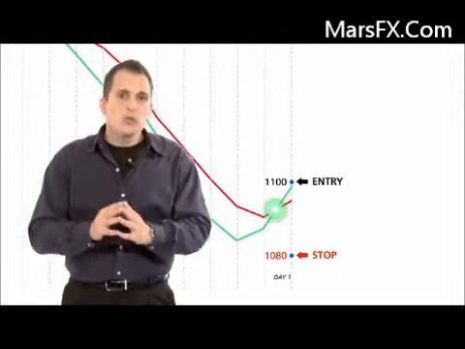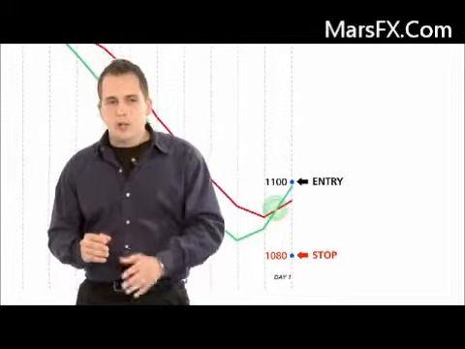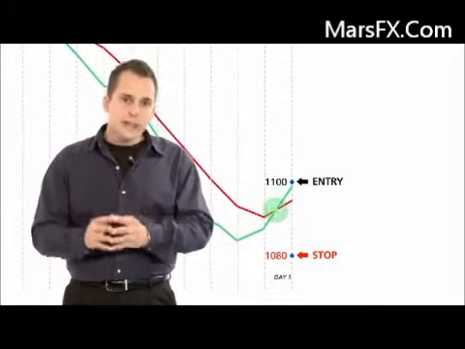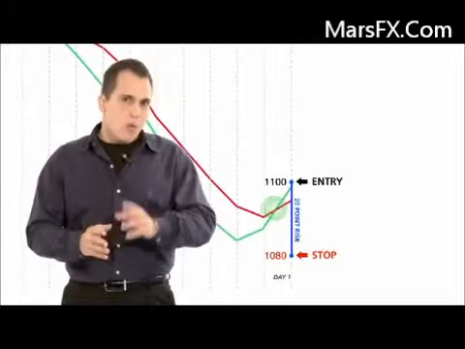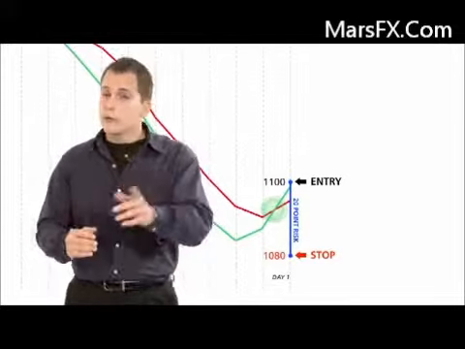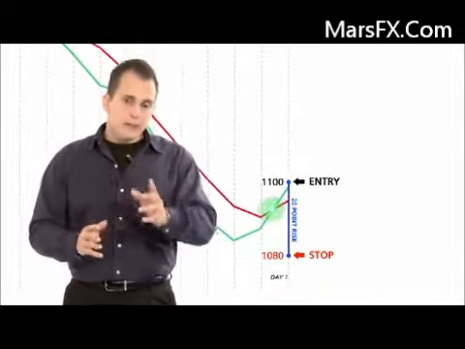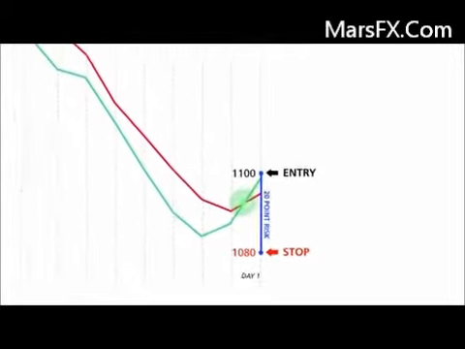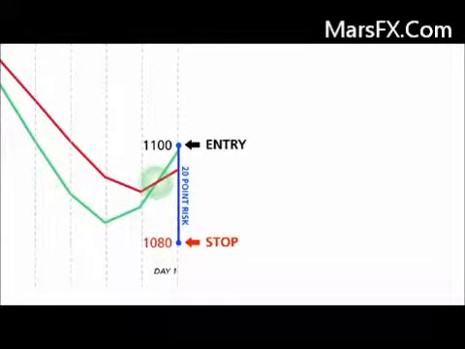What does that equate to? So we have an entry price of 1,100, we have a stop price of 1,080. That gives us a total of 20 points at risk. Now let's see if you can calculate this. What was the point value for the E-mini S&P 500? It was $50. So if we have 20 points at risk at $50 a point, how much are we risking on this trade? $1,000.